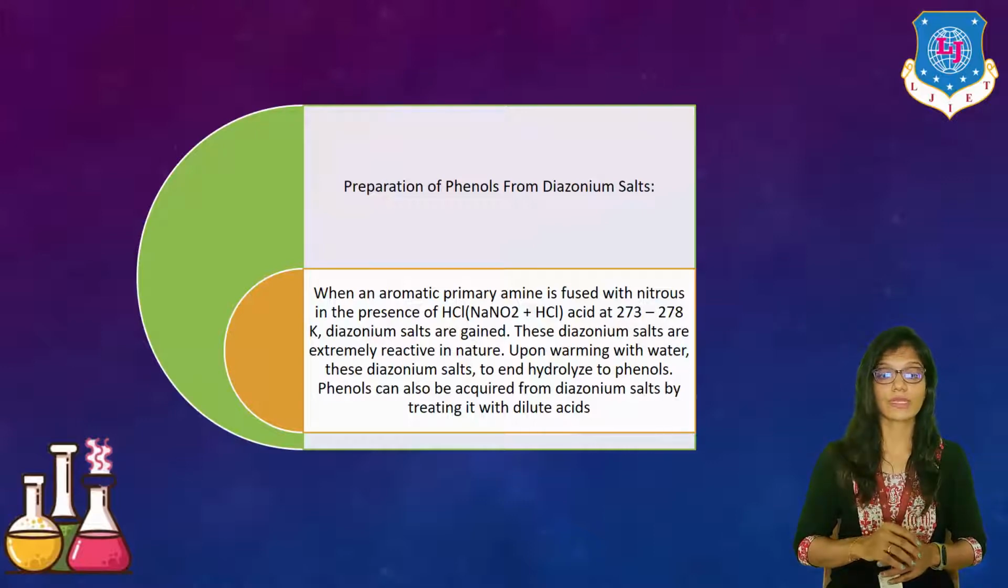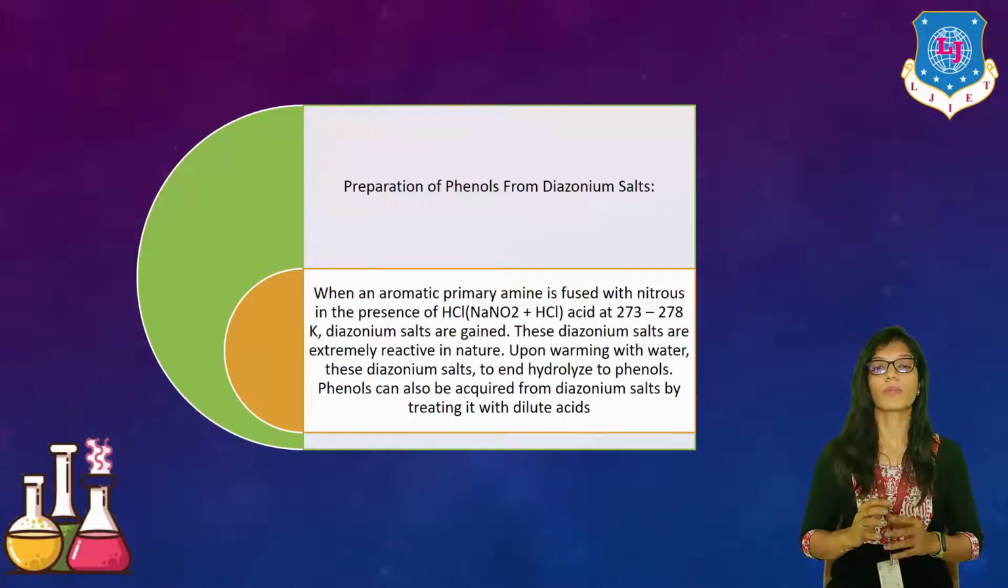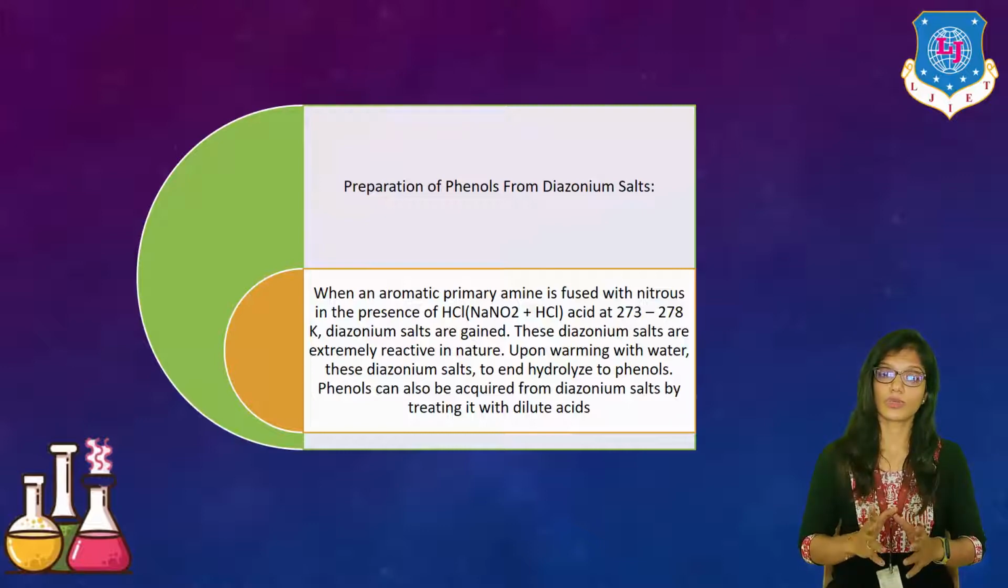And phenols can also be obtained from diazonium salts by treating them with dilute acids. You can use dilute HNO3, dilute HCl or dilute H2SO4 also, but they require proper conditions to convert that particular diazonium salt into phenol. So that requires particular parameters.